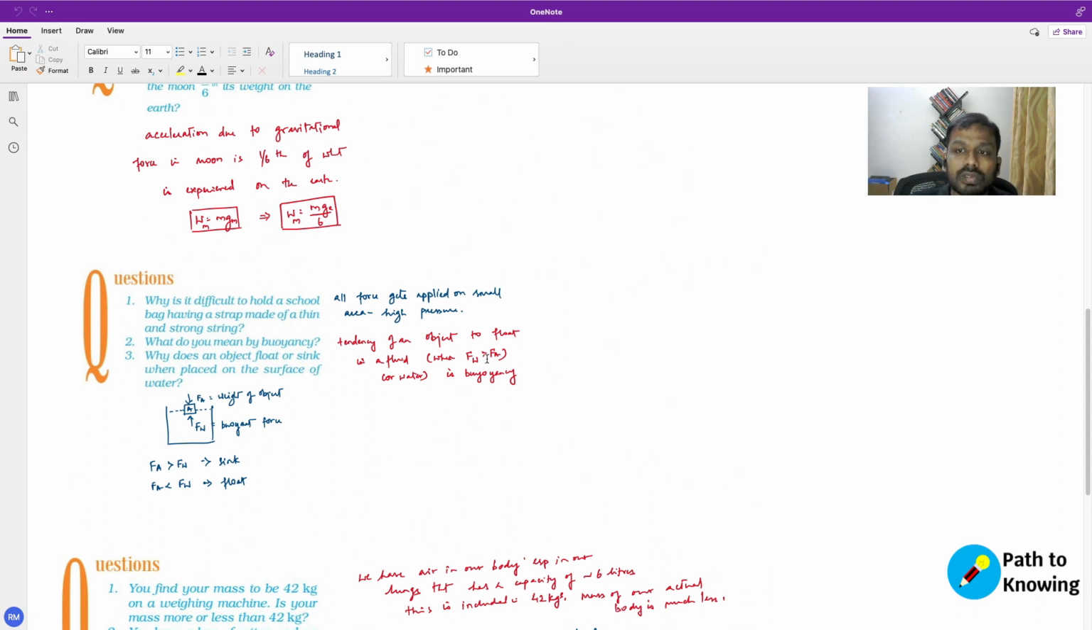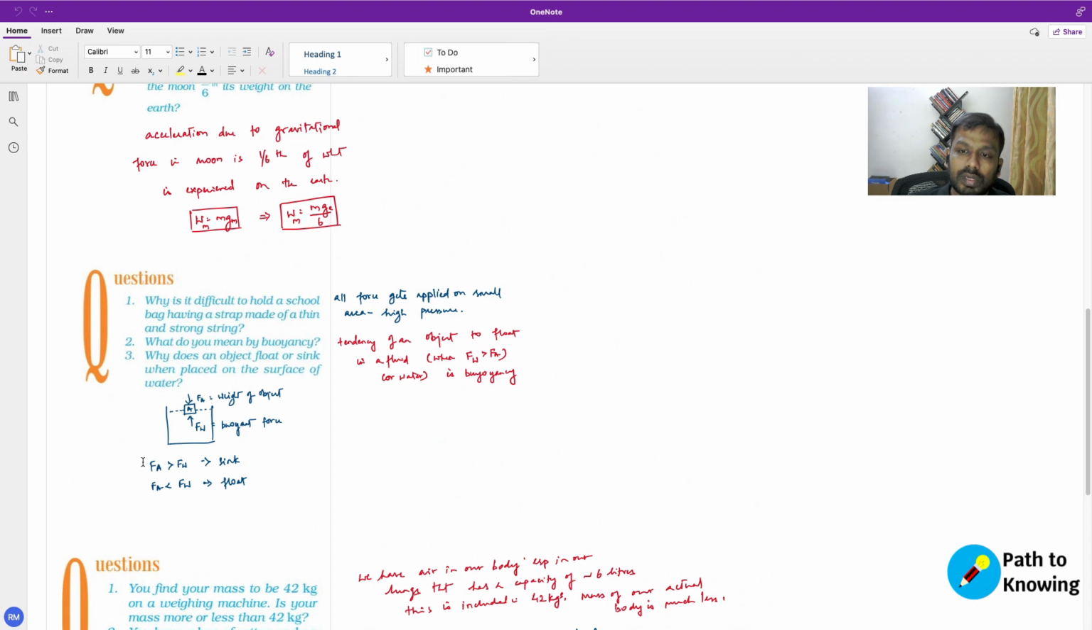And when the object floats, the phenomenon is called buoyancy, right? Whenever the buoyant force is more than the force exerted by the object, the phenomenon we experience is buoyancy. Why does an object float or sink when placed on the surface of water? As we discussed earlier, it comes down to the relative density of the object, right? The density of the fluid compared to the object.